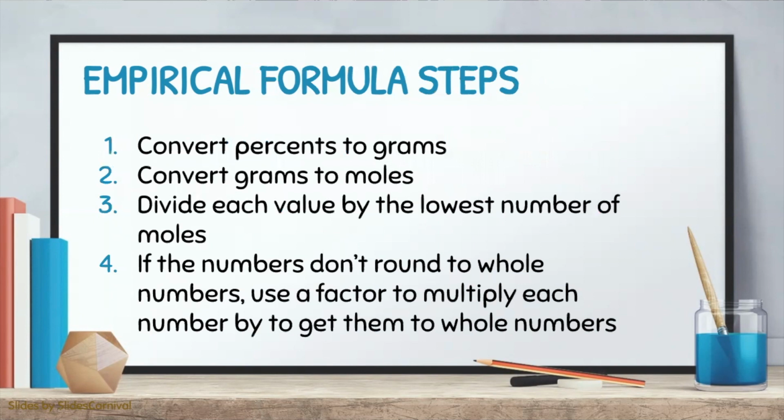So here is the process to an empirical formula problem. First, convert the percents to grams. Assuming they add up to 100%, you can just assume that the percent values are equal to the grams. Then, you convert grams to moles. Next, you divide each value by the lowest mole value. Finally, if the numbers don't round out to whole numbers when you divide them, you'll need to multiply them by a certain factor so that they become whole numbers.